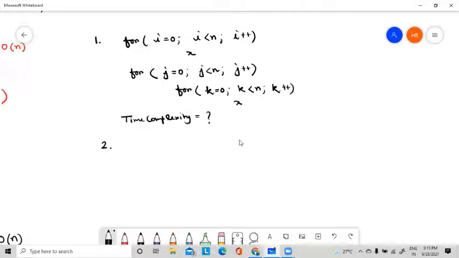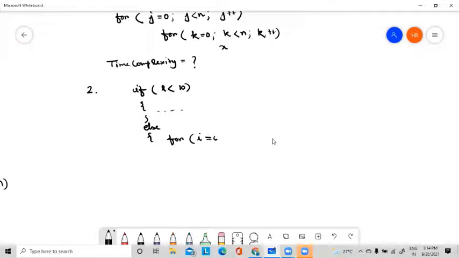Okay, the next one, suppose it is written like this: if I'm using some if condition, say L less than 10, then some operation is performed inside there, and in the else part, here is one for loop. Suppose it is I equal to 0, I less than n, I plus plus, and then it is performing some operation. So this is if and this is else. Now you have to calculate the time complexity.